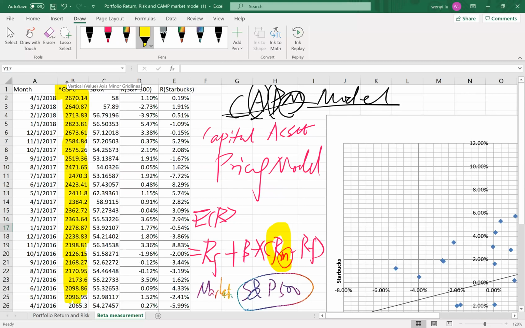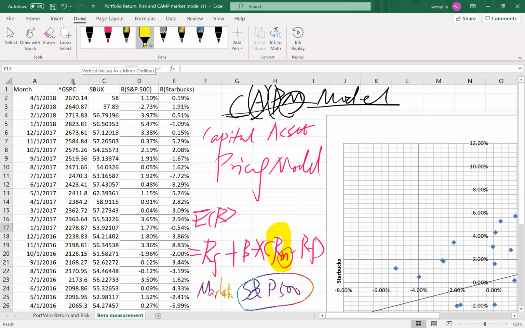You can download this column yourself from Yahoo Finance or from Bloomberg. Just search for the GSPC, which is the ticker for the S&P 500. You can download the monthly price in this column. So this is our S&P 500 monthly price, in the B column.